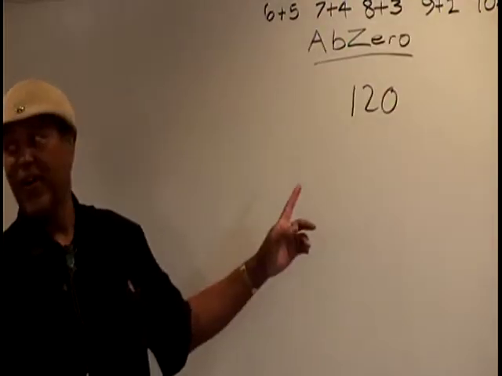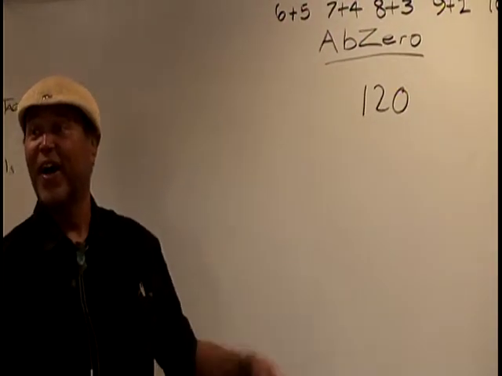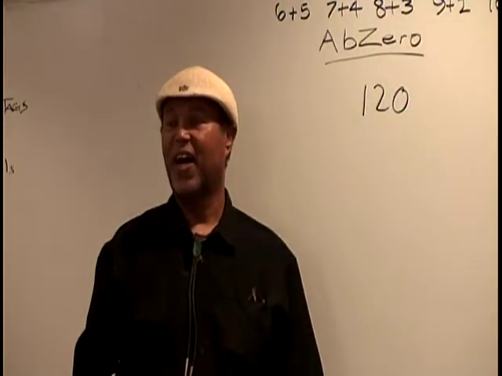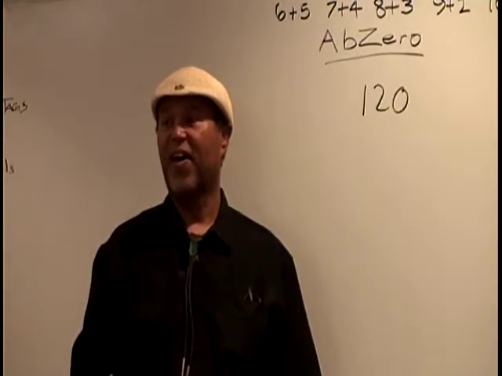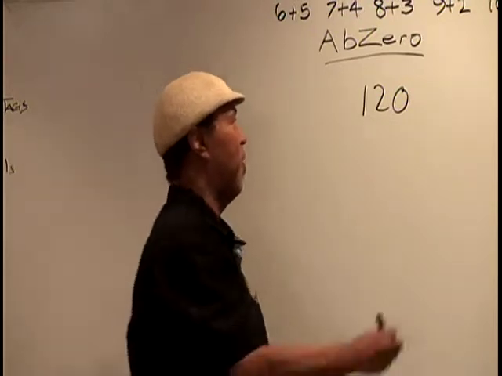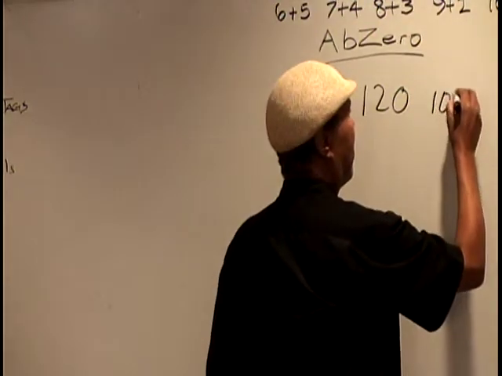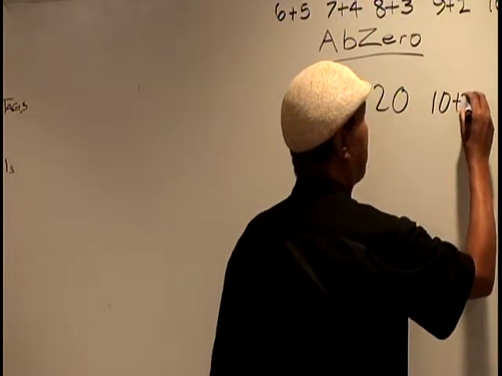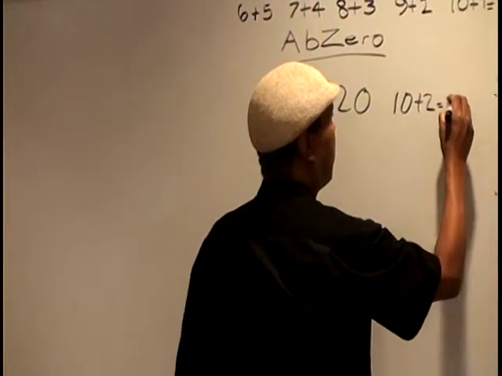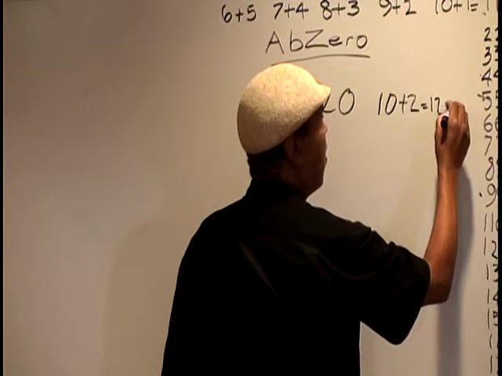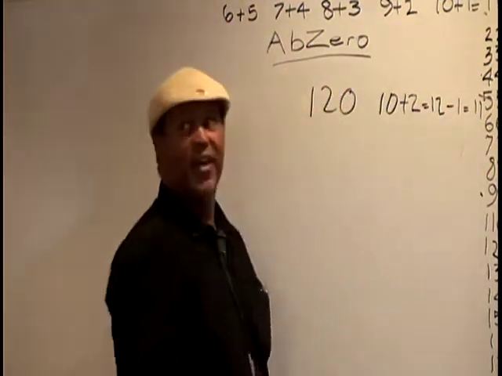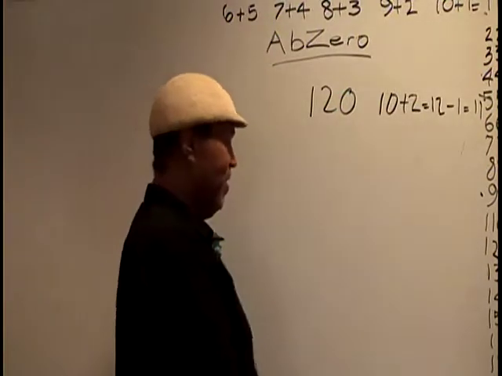Okay, I see you raising your hands. With the 0 into 10, 10 plus 2 minus 1. 10 plus 2 is 12. Minus 1 equals 11. Perfect. Very, very good.